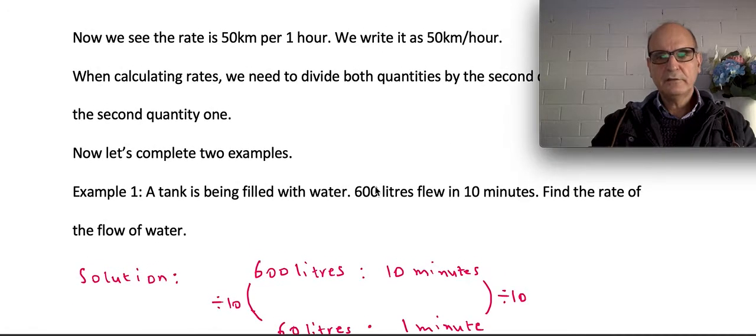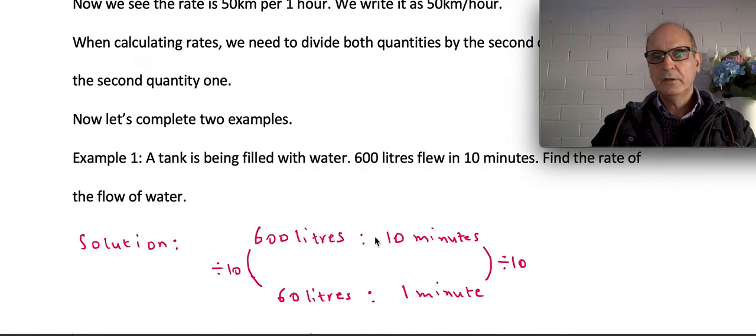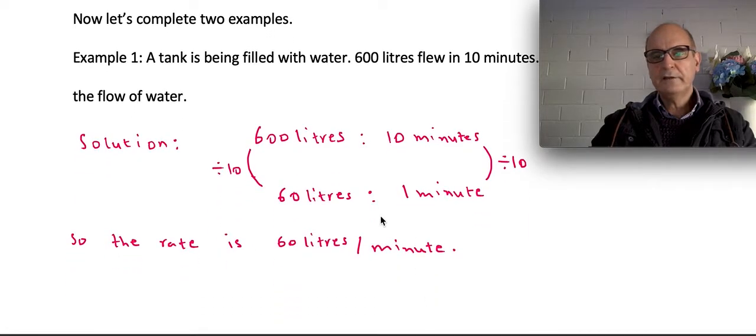So we write the values they have given to us as a ratio: 600 liters and 10 minutes. Now, as we said, the second quantity has to be turned into 1 by dividing by the second quantity. So 10 divided by 10 becomes 1, so 1 minute. And we've got to do the same with the first quantity, divided by the same number, which is 10 in this case. So 600 divided by 10 is 60. So 60 liters for 1 minute. Now we write this as 60 liters per minute.